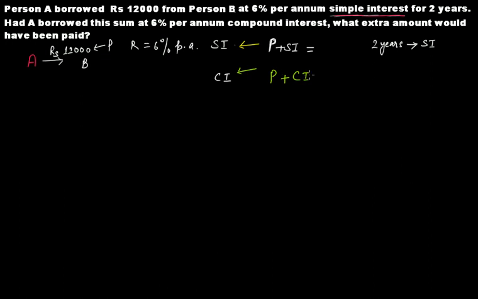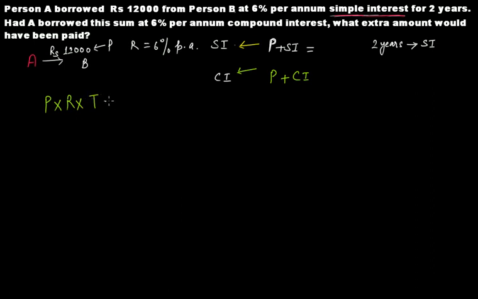It means that if you just compare this simple interest and compound interest and find out the difference between simple interest and compound interest, you can tell in which case you'll have to pay more amount and by how much, right? So calculate the simple interest in this case. Simple interest will be P multiplied by R multiplied by T.